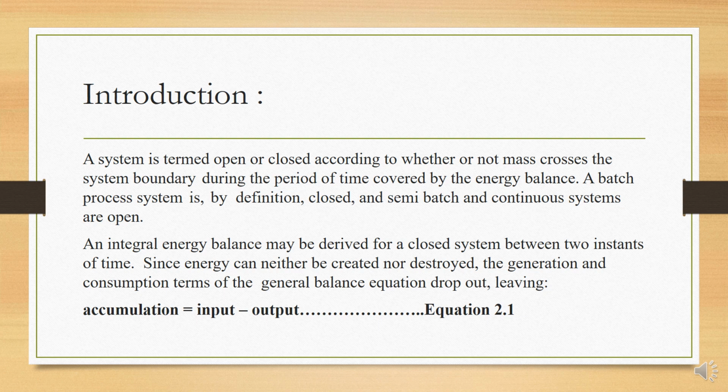Introduction. A system is termed open or closed according to whether or not mass crosses the system boundary during the period of time covered by the energy balance. A batch process system is by definition closed, and semi-batch and continuous systems are open.